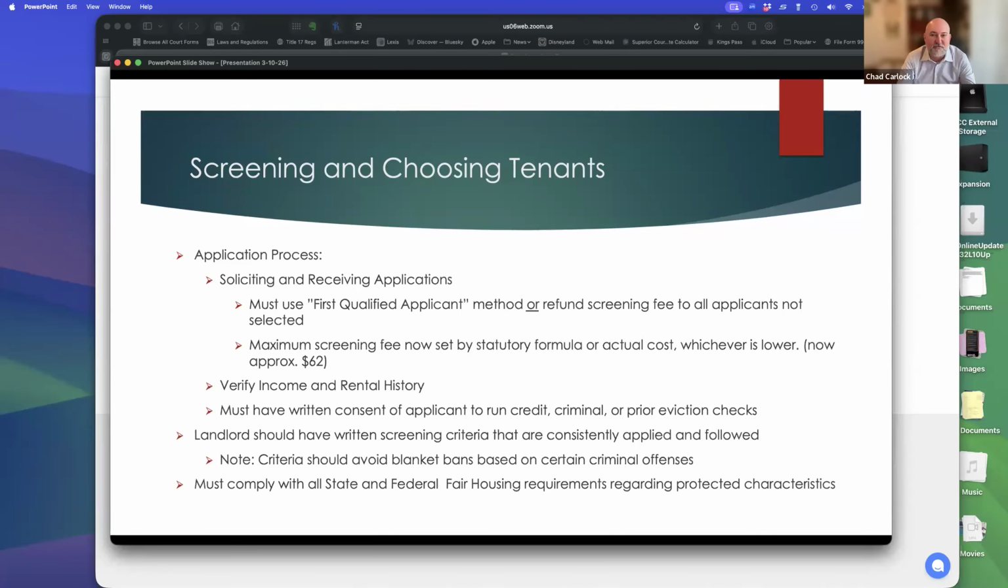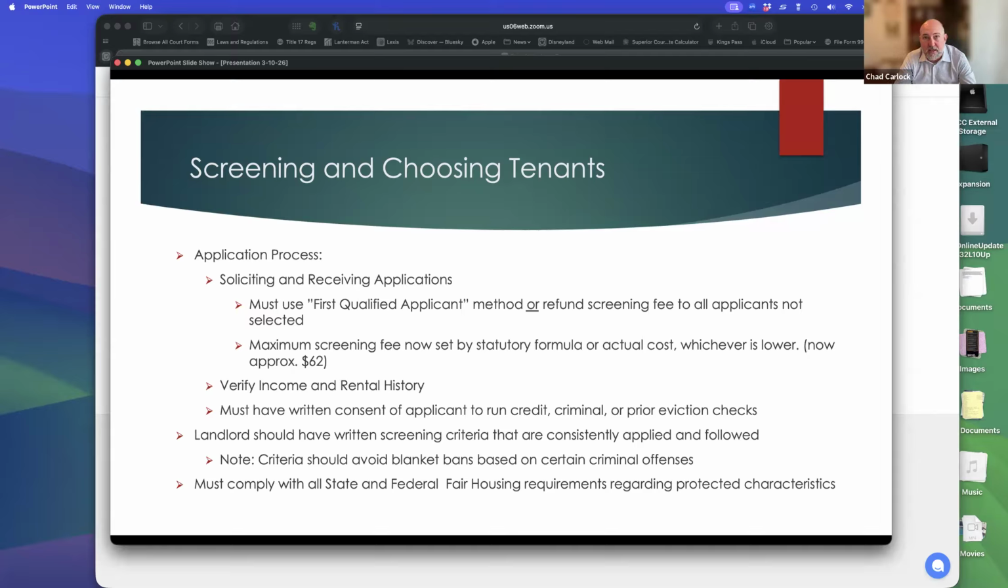They don't have to be really voluminous, but it's best to have them in writing and make sure that as best you can, obviously all applicants are different, but as best you can, you want to consistently apply and follow your screening criteria when you're selecting prospective tenants.